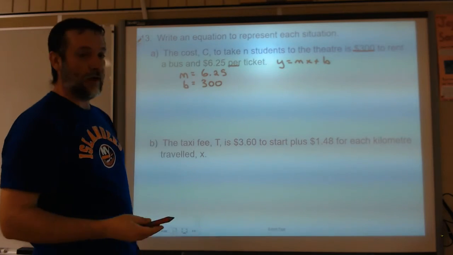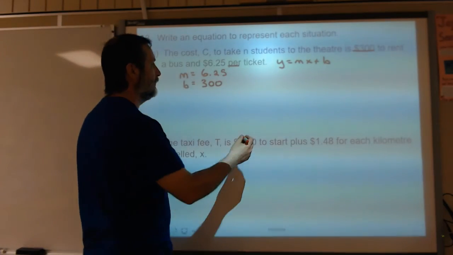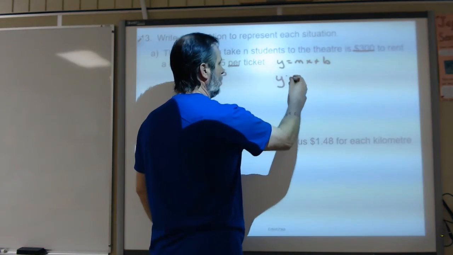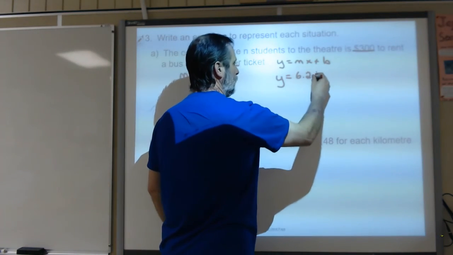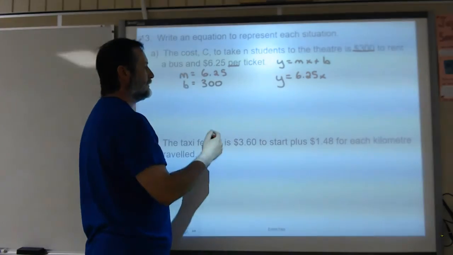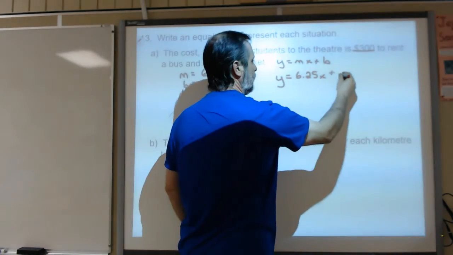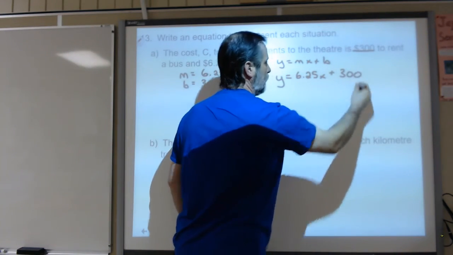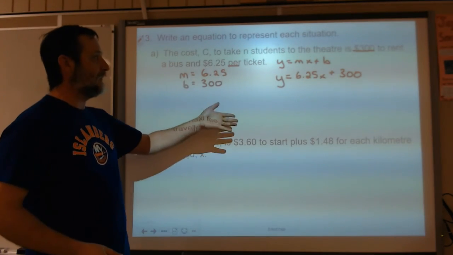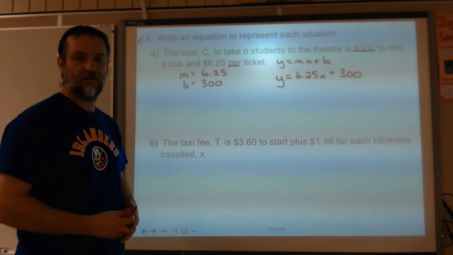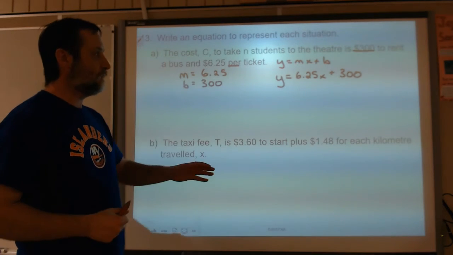So to put this in y = mx + b format is going to be y equals our slope of 6.25 per x, plus the 300. Now they're asking us to do this in terms of cost and the number of students that we need to purchase tickets for. So that can just be followed carefully.